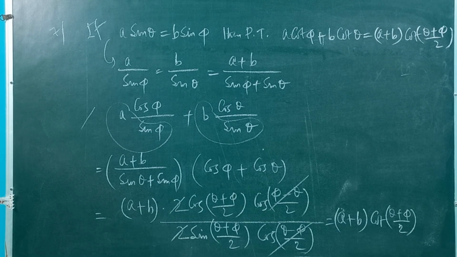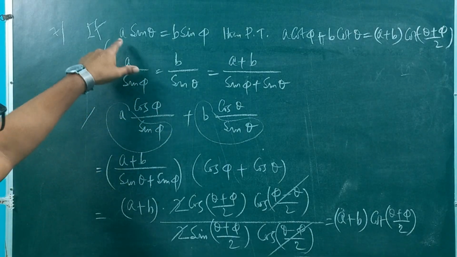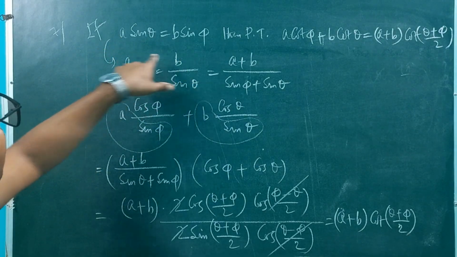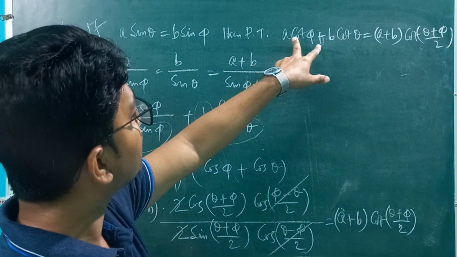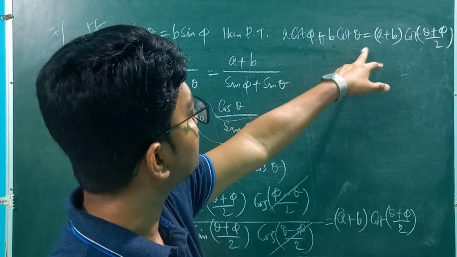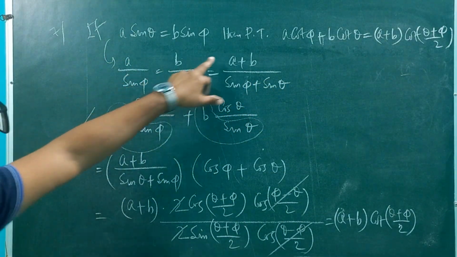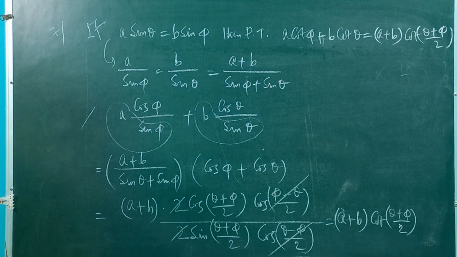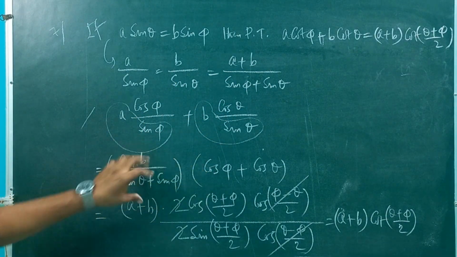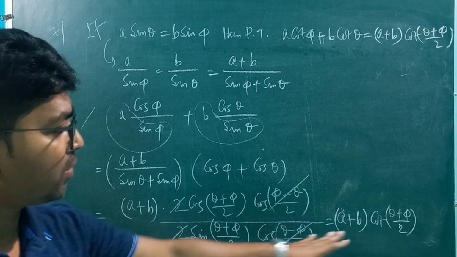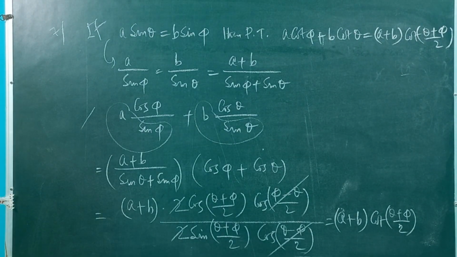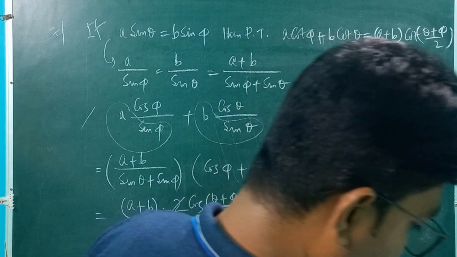Just before proceeding with the problem, adjust theta and phi with a and b, because here the combination is a with phi and b with theta. That's why I just change them and apply the property of ratio and proportion, and then you easily get a common term, just break them, and you will get the result. So this is a very important problem.